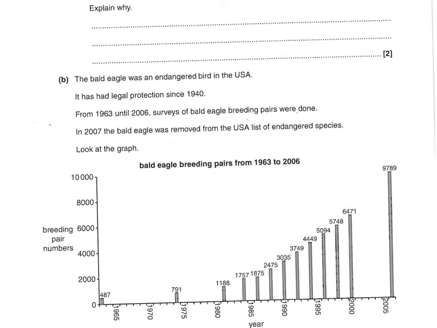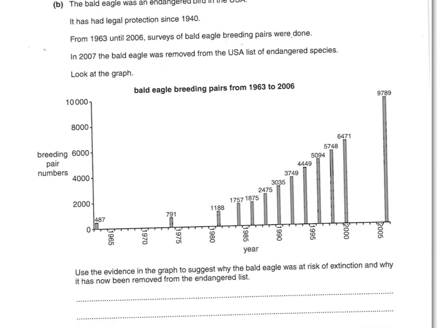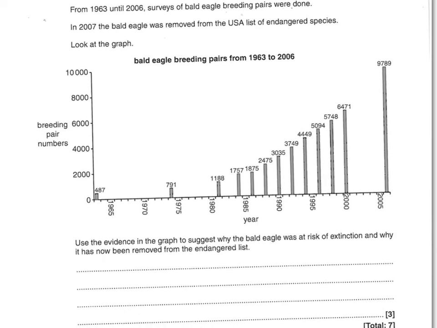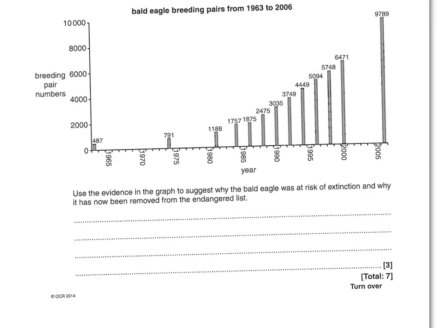The bald eagle is an endangered bird in the USA. It has had legal protection since 1940. From 1963 until 2006, surveys of bald eagle breeding pairs were done. In 2007, the bald eagle was removed from the USA list of endangered species. Look at the graph. There it is. Use evidence in the graph to suggest why the bald eagle is at risk of extinction and why it has now been removed from the endangered list.